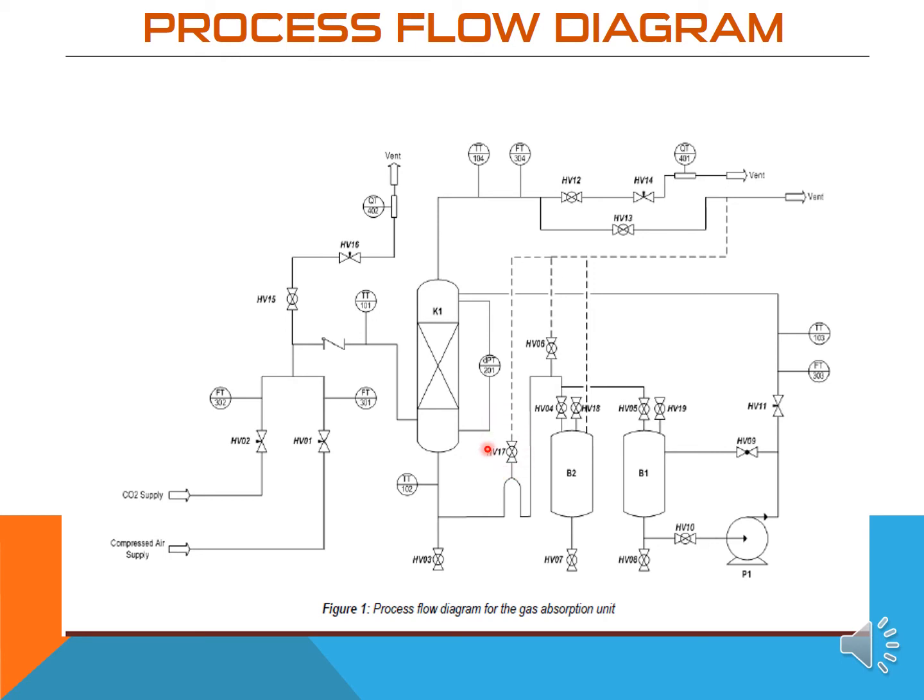HV17. Okay, next, ensure that HV13 is fully open. Then we can turn off the main switch. Okay, that's all for the general startup and general shutdown of the process. So now I am going to explain the experiment procedure.